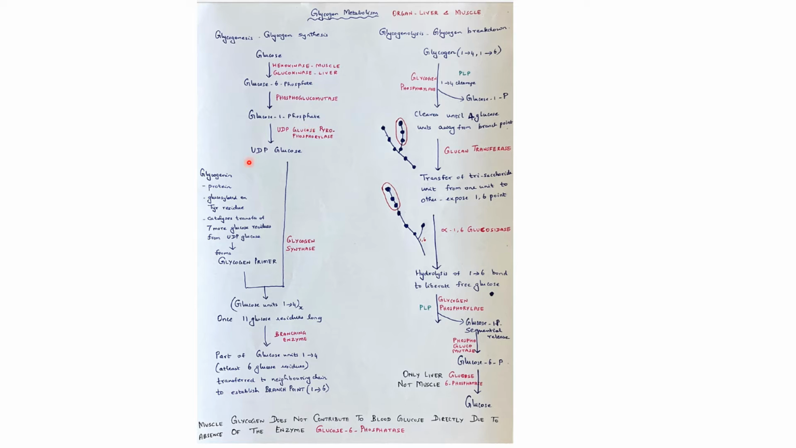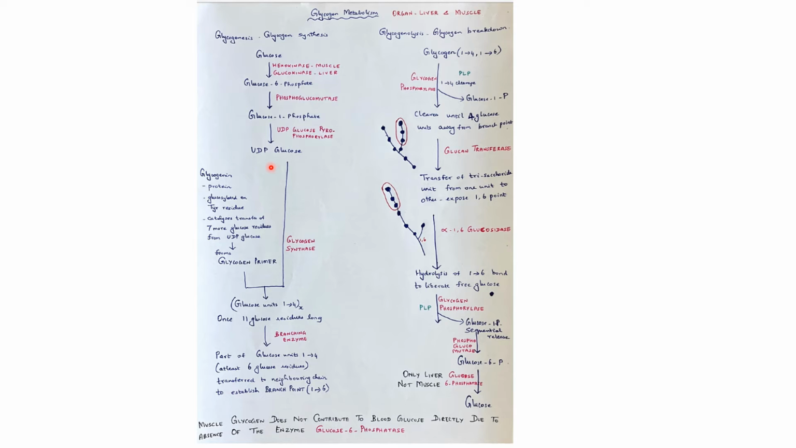Now we need to activate the glucose. The activated form of glucose is UDP glucose. It has to combine with UDP. So here the enzyme is UDP glucose pyrophosphorylase. Now a lot of UDP glucose molecules are there, and we need to store it in the form of glycogen.